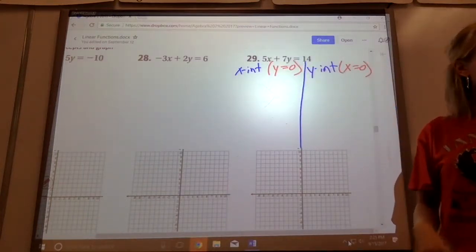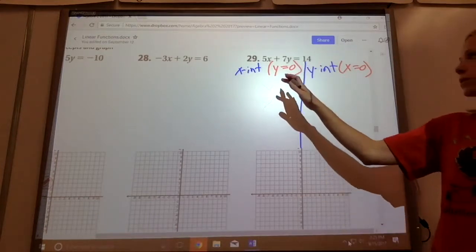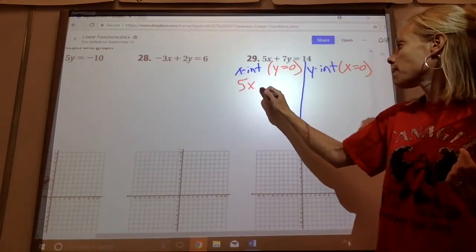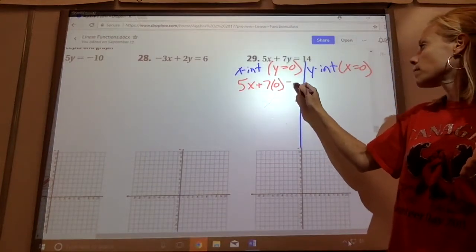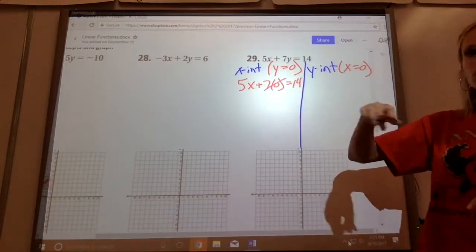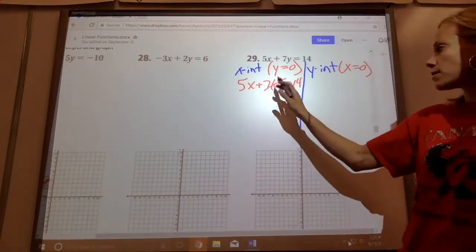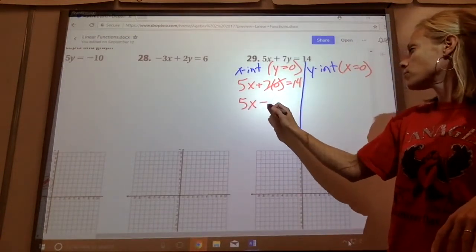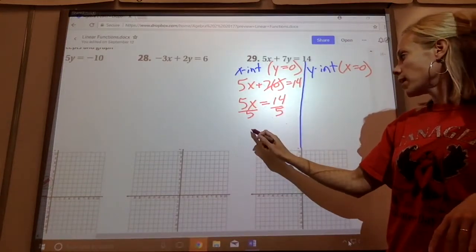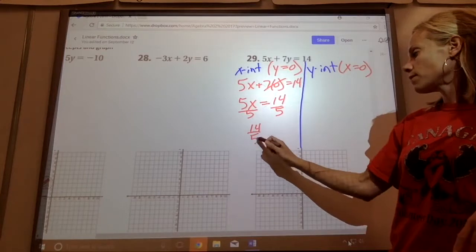Okay, so x-intercept, definition, y is 0. So we're going to sub 0 in for the y there. But we know anything times 0 is 0, so this term goes completely away. It's gone. It's 0. So we get 5x equals 14. Divide by 5. My x-intercept is 14 fifths, 0.